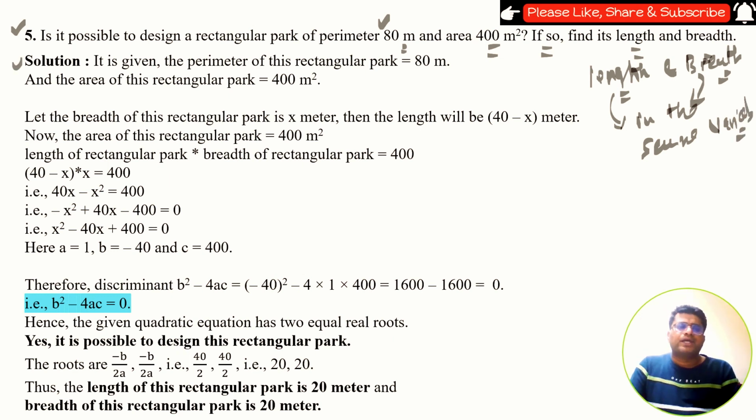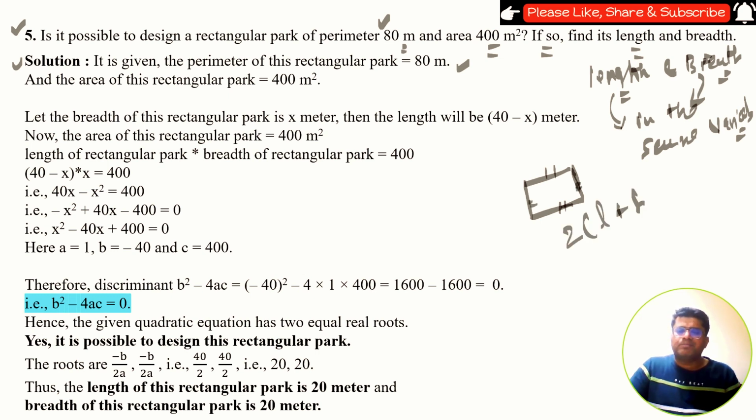Solution. It is given, what is given? It is given the perimeter is 80 meter. What is the value of perimeter? It means this is your rectangular park. Suppose this is your rectangular park. Okay, student, this is your length and this is your breadth. Okay, 2 times length plus breadth is equal to perimeter of the rectangular park.